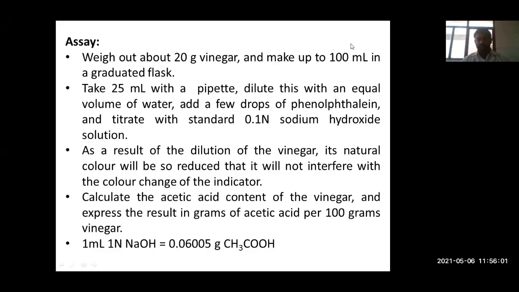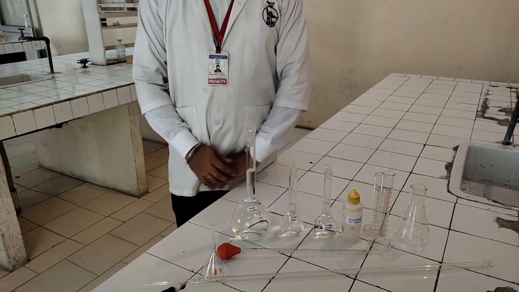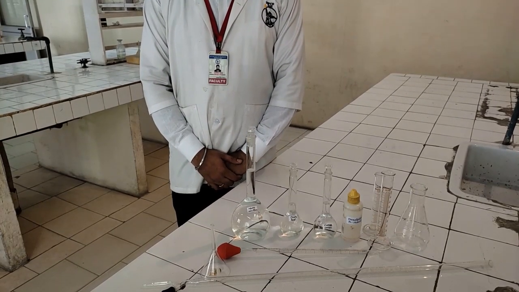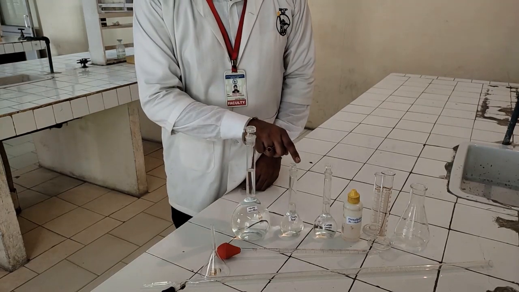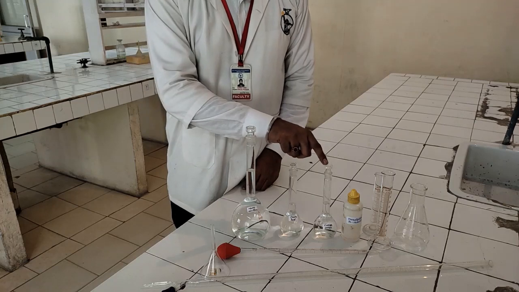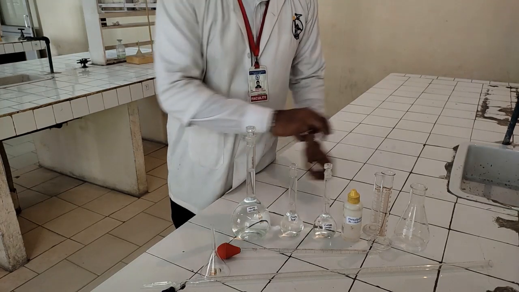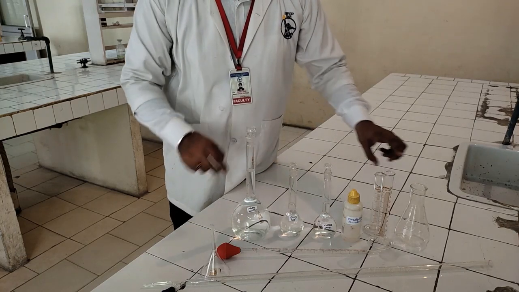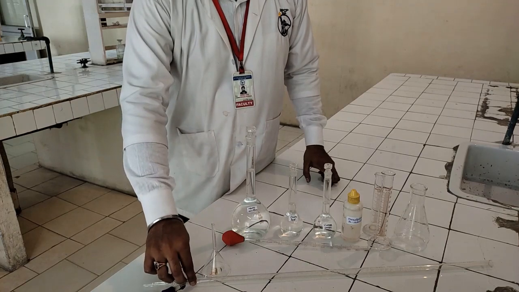Now we move towards the demonstration part. Welcome to the practical demonstration of experiment number 2. For this we require NaOH solution, oxalic acid solution, vinegar solution, phenolphthalein as indicator, 2 measuring cylinders, titration flask, pipette, funnel and burette.